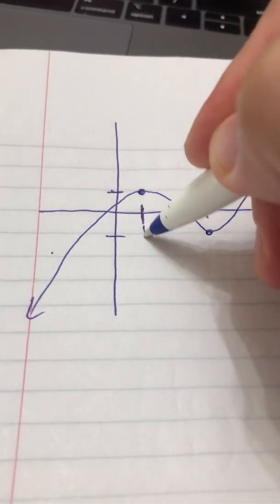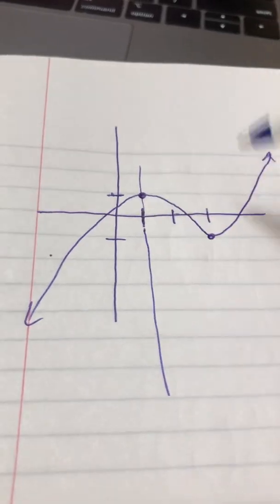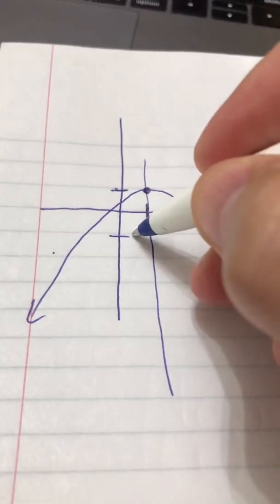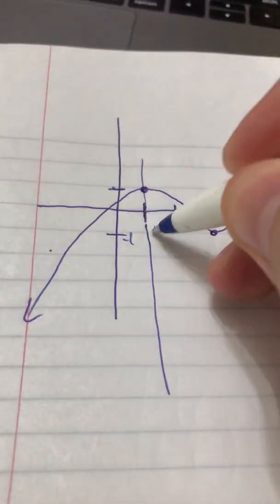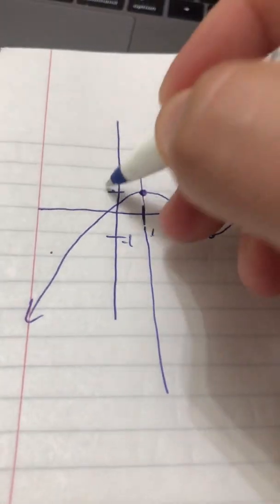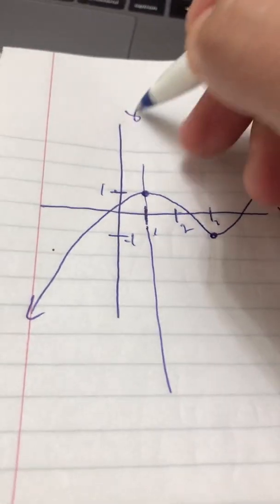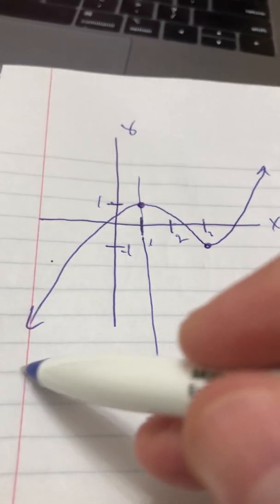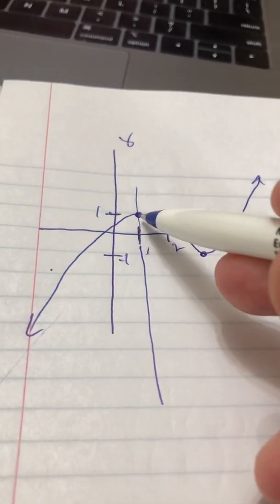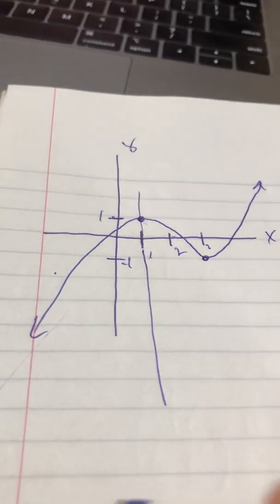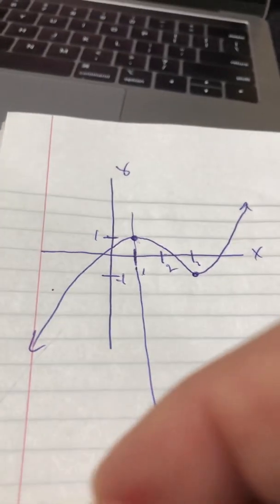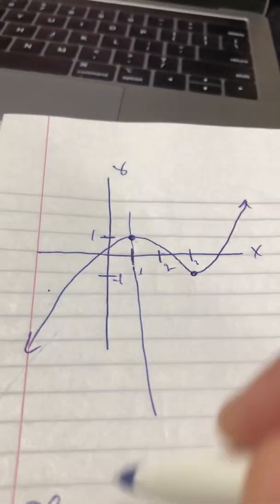Interval where this graph is increasing. And I've tried to denote it and think of these as 1 and 1. I'm sorry, negative 1, 1, 2, 3, and that's positive 1. So here's my x-axis, my y-axis. So the graph is increasing, growing to here. So the x values over which it's increasing are negative infinity to positive 1.